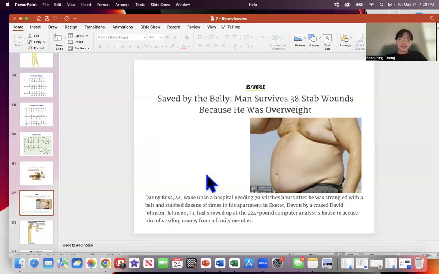And this person, his fat saved his life because he's been stabbed 38 times. And every time the knife moved in, the organs just shied away and the fat took the hit. So it turned out he has no inner organ damage. His doctor just sutured him and he could go home. So he's saved by his fat.